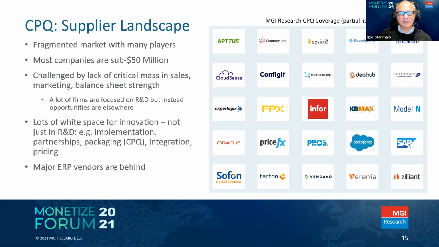Major ERP vendors are still behind. In terms of large vendors, I mentioned Salesforce. Besides Salesforce, it's Apttus, Conga that's very present in this space, DealHub, CloudSense, obviously companies like PROS Holdings and SAP and Oracle, and there's quite a few others that are successfully building businesses in this area. But overall, we would rate this space as extremely fragmented.